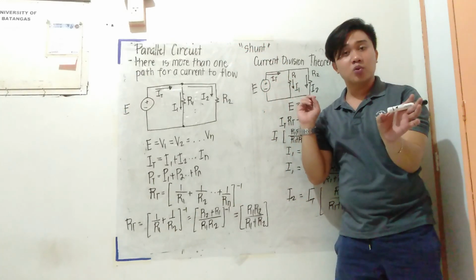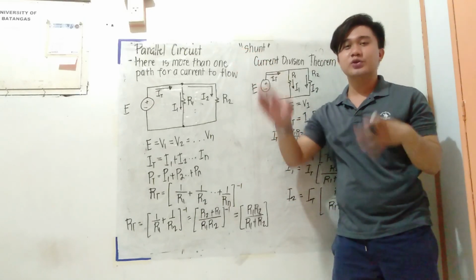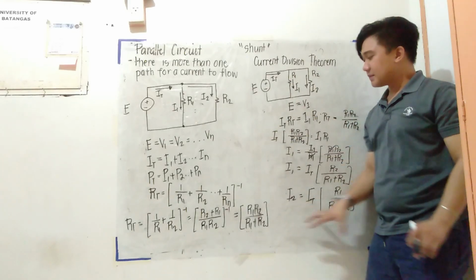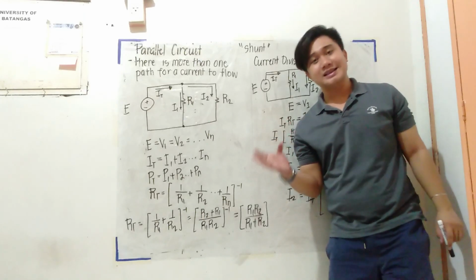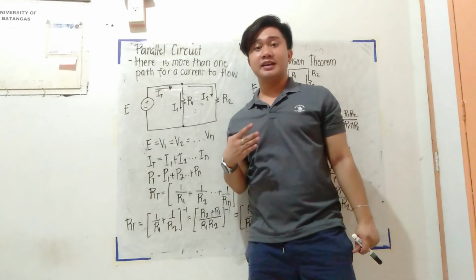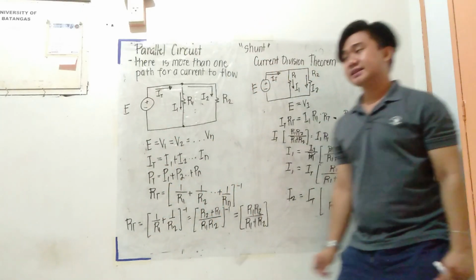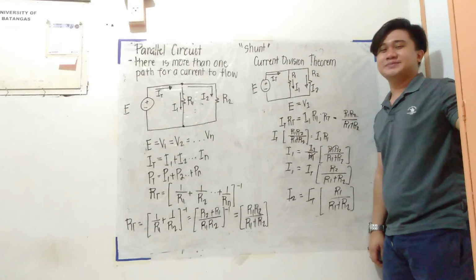Kung si I2 ang kukuhain ko, ang numerator ko ay si R1. So, ganun lang po ang explanation ng formula. So, yun lang, madali lang naman pong tandaan ang current division theorem. Again, parallel circuit, there is more than one path for the current to flow. Okay? And ito lang yung basic formulas natin. And yan lang po. Okay? So, please copy.